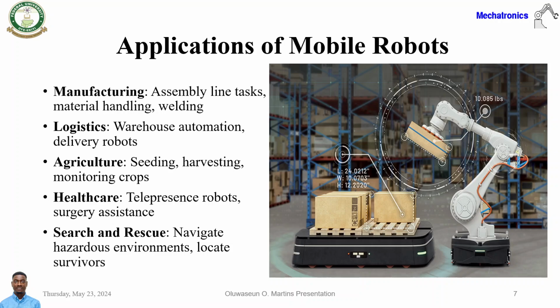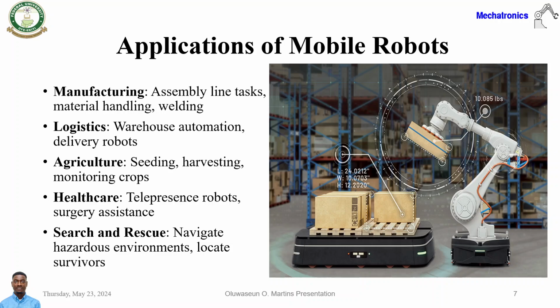Then logistics, warehouse automation, delivery robots are areas of application of mobile robots. Then agriculture: seeding, harvesting, monitoring of crops, particularly when it comes to precision agriculture, mobile robots are deployed extensively in these areas. Then also in healthcare: telepresence robots, surgery assistants. There are some surgeries these days that are carried out with the assistance of robotics because of their precision in such integrated applications. Then search and rescue missions also.